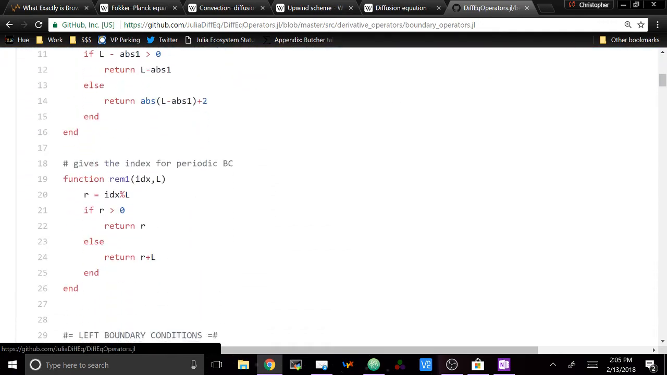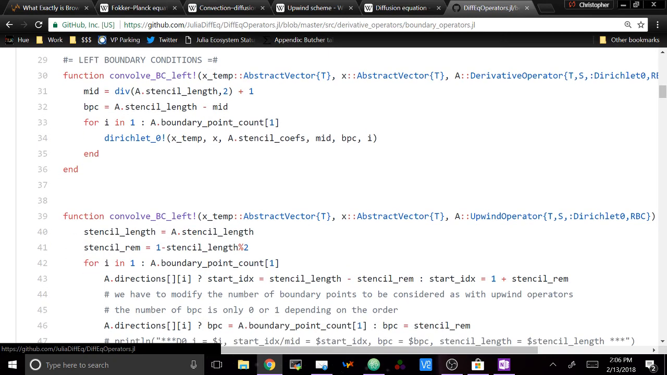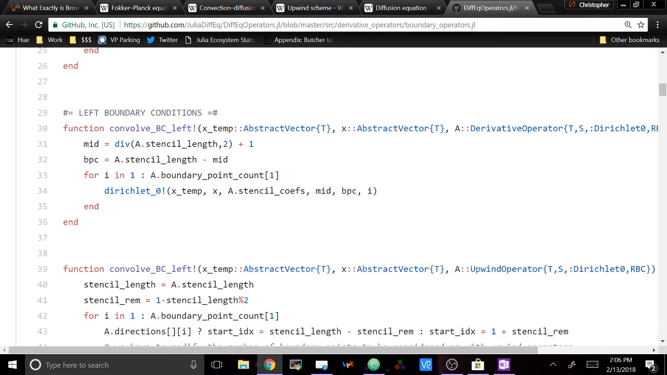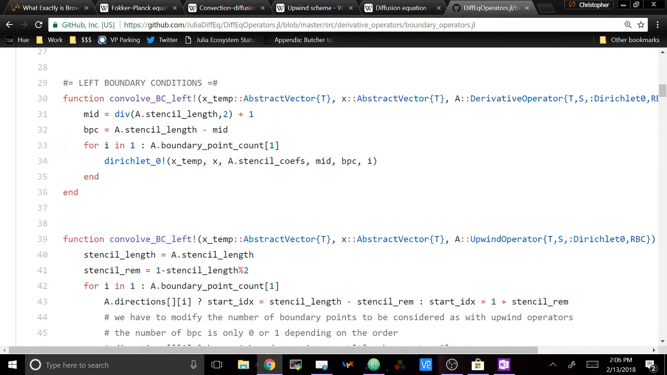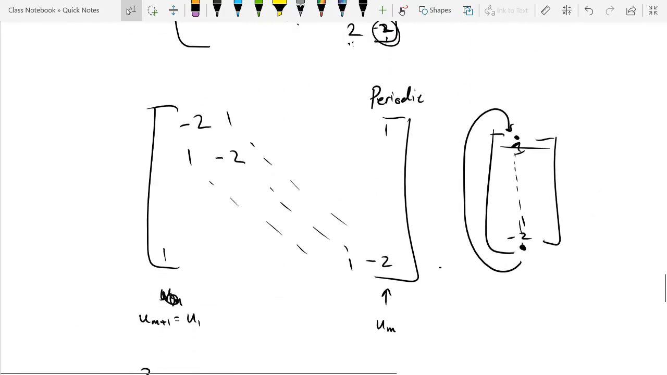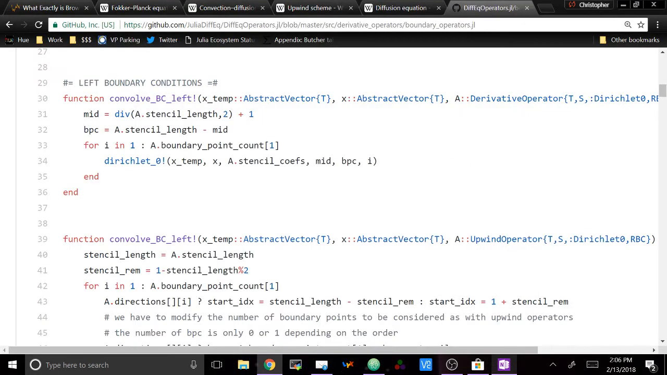So in these equations, if you have these convolve left and convolve right, they're basically the same thing. We might want to find a way to use dispatch to fix this, but for now, these are how the boundary conditions are applied. And so we say that the number of boundary points, whenever we have a point that's fallen off, that's one of the boundary points. And so we know how many fall off by the size of the stencil.